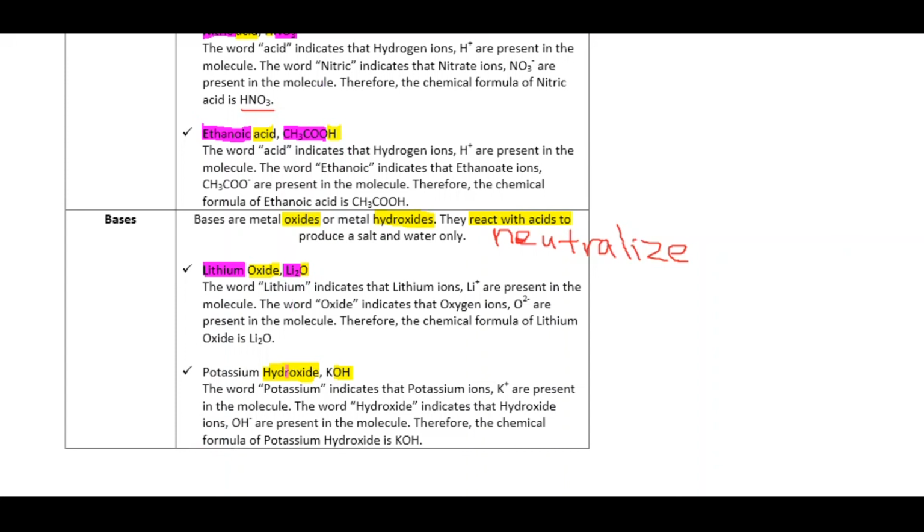So same thing, hydroxide represents OH, and potassium just means that there's a potassium ion here, K. So potassium hydroxide is simply KOH, right? Hydroxide is OH, potassium is K. So the chemical formula for potassium hydroxide is simply KOH.